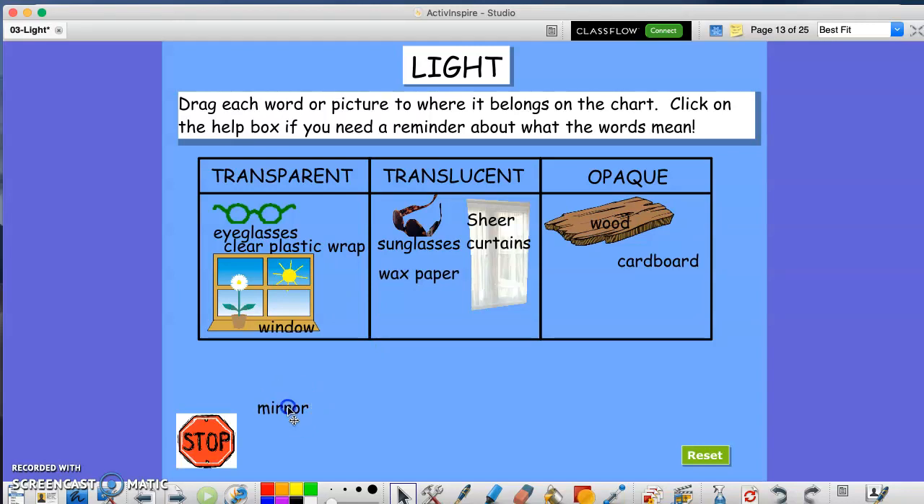And how about that mirror? Remember from the previous page, everything reflects back to you. Nothing goes through. So that is opaque. Excellent job.